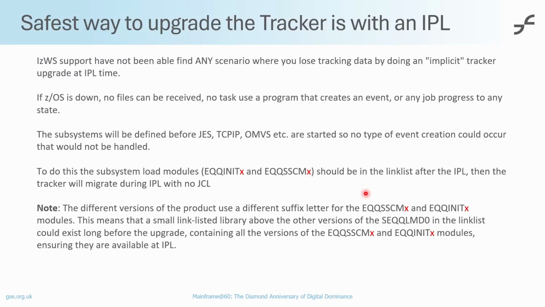How to do this? Well, basically, the subsystem load modules EQQINITX and EQQSSCMX, where X stands for the new release value, need to be in the linked list after the IPL. In this way, your tracker will basically migrate during the IPL with no other JCL changes, okay?